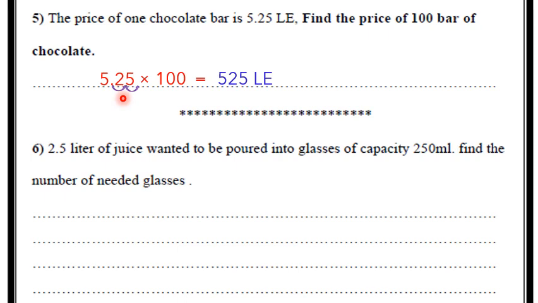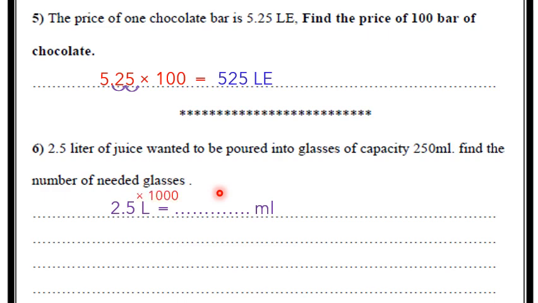Exercise 6. 2.5 liters of juice wanted to be poured into glasses of capacity 250 milliliter. Find the number of needed glasses. First of all, we have two different units. Here we have 2.5 liter. I want to pour it into glasses of capacity 250 milliliter. So I'm gonna write that 2.5 liter, I will convert it into milliliter. As we know that 1 liter equals 1000 milliliter.